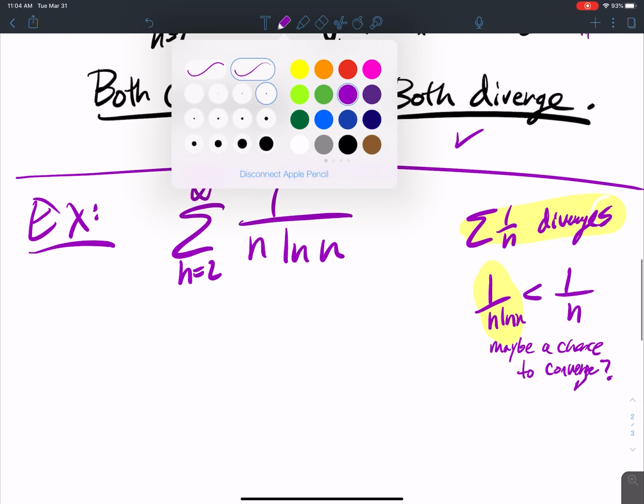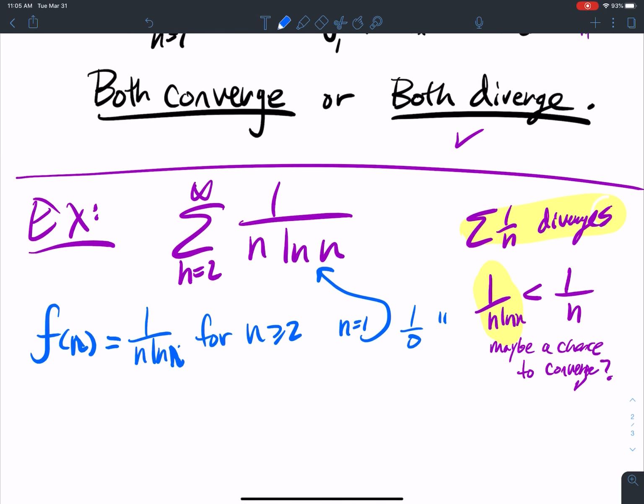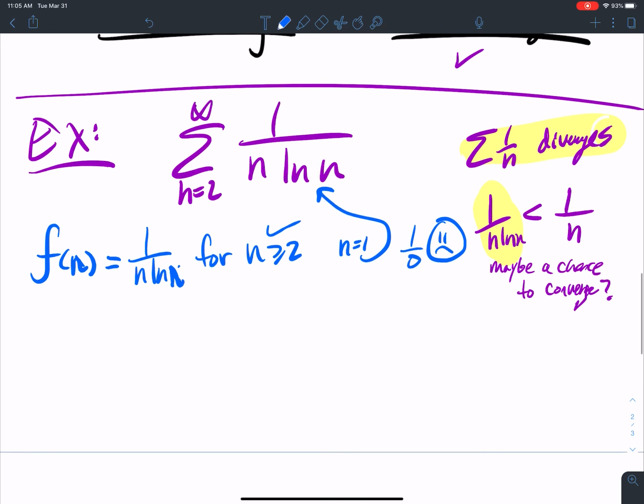I need to come up with a function f(n). So I'm going to use f(n) equal to 1 over n ln n for n greater than or equal to 2. Why is 2 a good one to start at? Well, if n equaled 1, the natural log of 1 would be 0, and I'd divide by 0, and that's a no-go, right? So good thing it starts at 2. Okay, so my function f(x) is 1 over x ln x, okay?